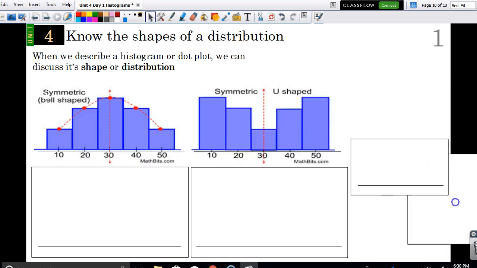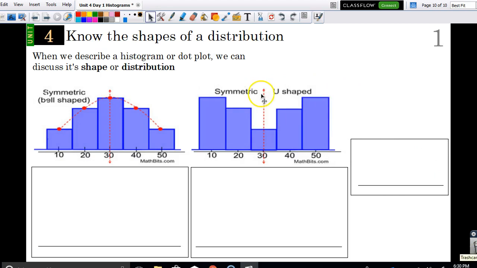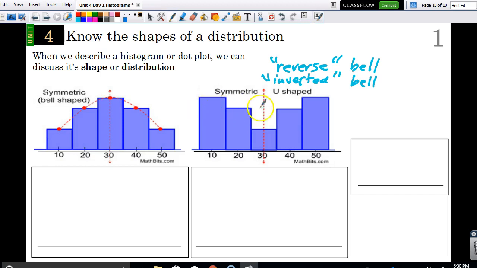Here's the second one. The second type of shape is a symmetric U-shape. This is also sometimes referred to as the reverse bell, or maybe inverted bell. It looks just like the opposite. Most of the data is on the outside of the distribution, and towards the center there's not a lot of data. But it is symmetric, meaning that if I draw a line down the middle, it folds one half over the other, kind of like a butterfly.